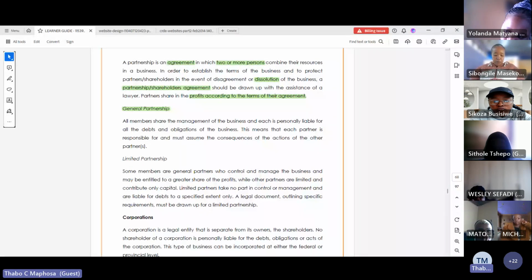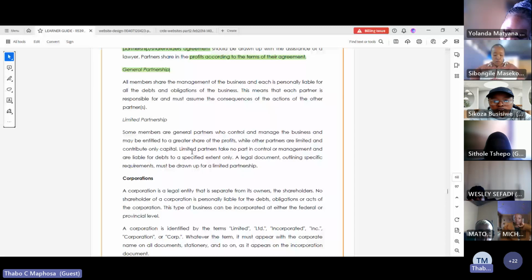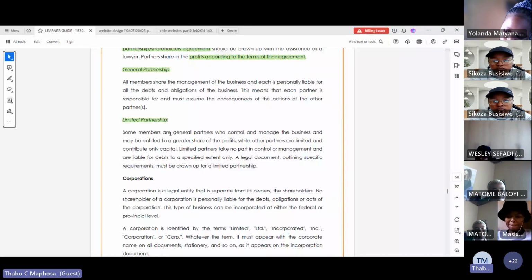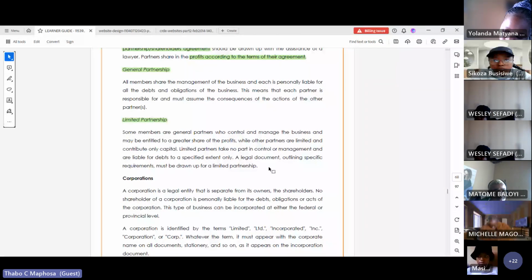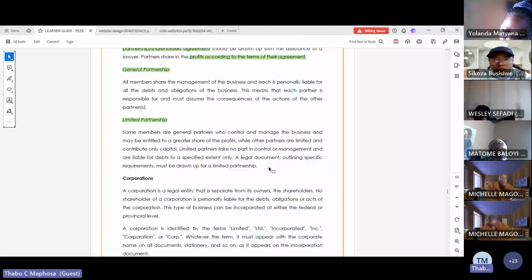Now, the second aspect of the partnership is something called a limited partnership. With a limited partnership, you are limiting liability. That is the only thing that you are simply doing. Unlike in the general partnership, where you do not limit liability, everyone is liable for something.